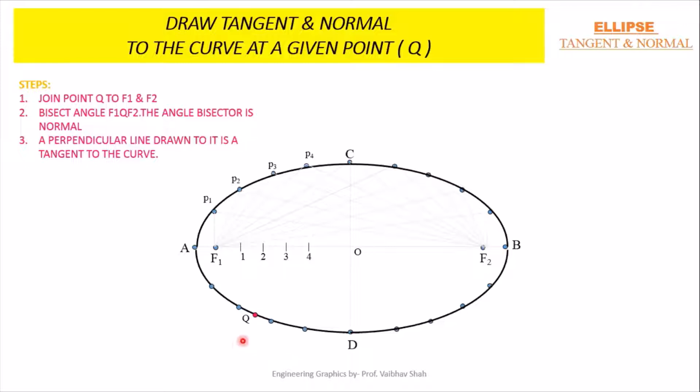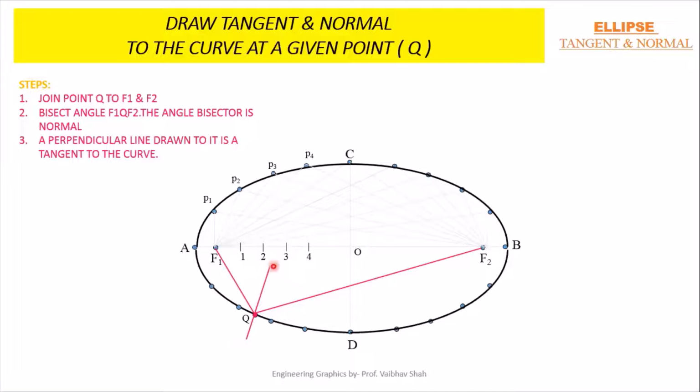After getting point Q, you will connect this point Q with F1 and F2. So let us connect this point Q with F1 and F2. Now, as you can see, we have created one angle between these two lines, F1Q and F2Q. So this is your angle. The next step is you have to just draw the bisector of this angle. And if you draw the bisector of this angle, you will have the normal directly drawn from your point Q. So it is very simple. You have to draw just the bisector of this angle.